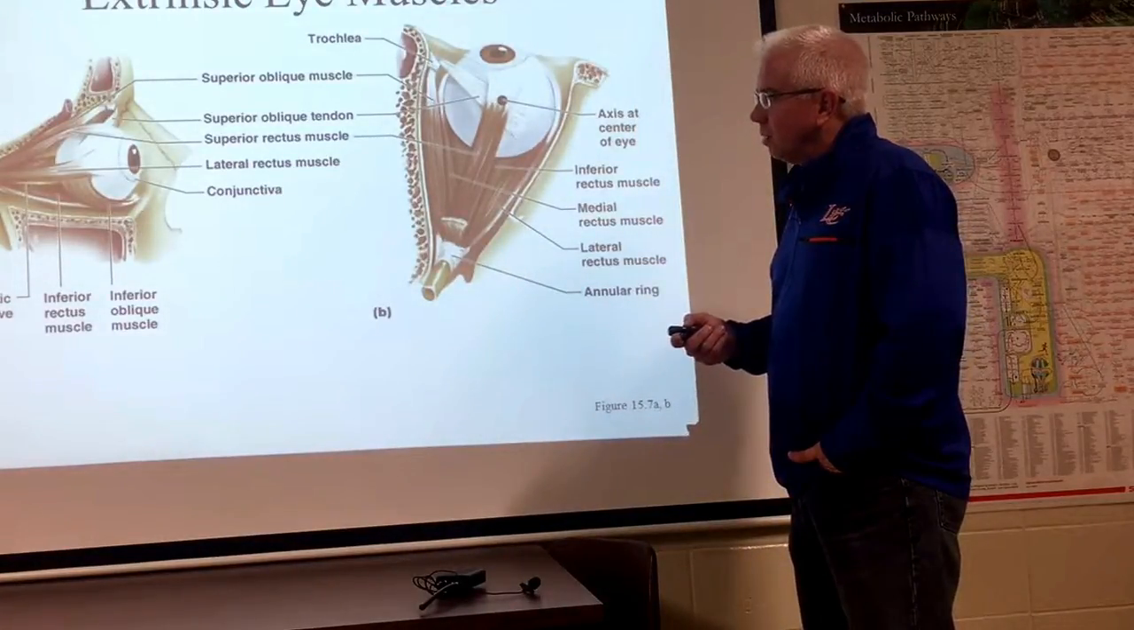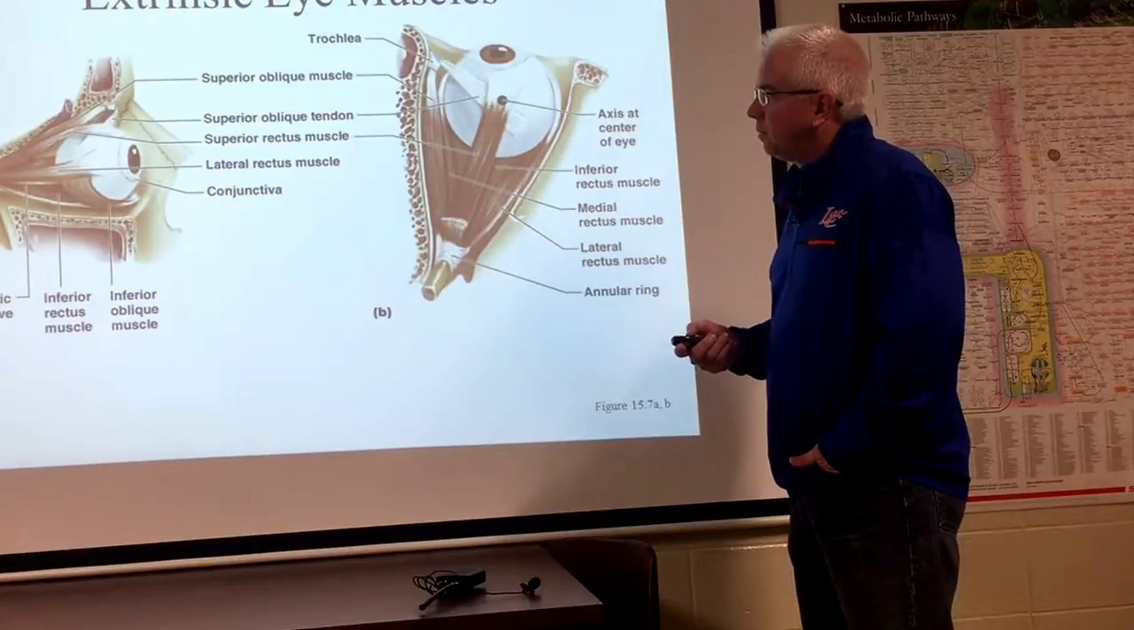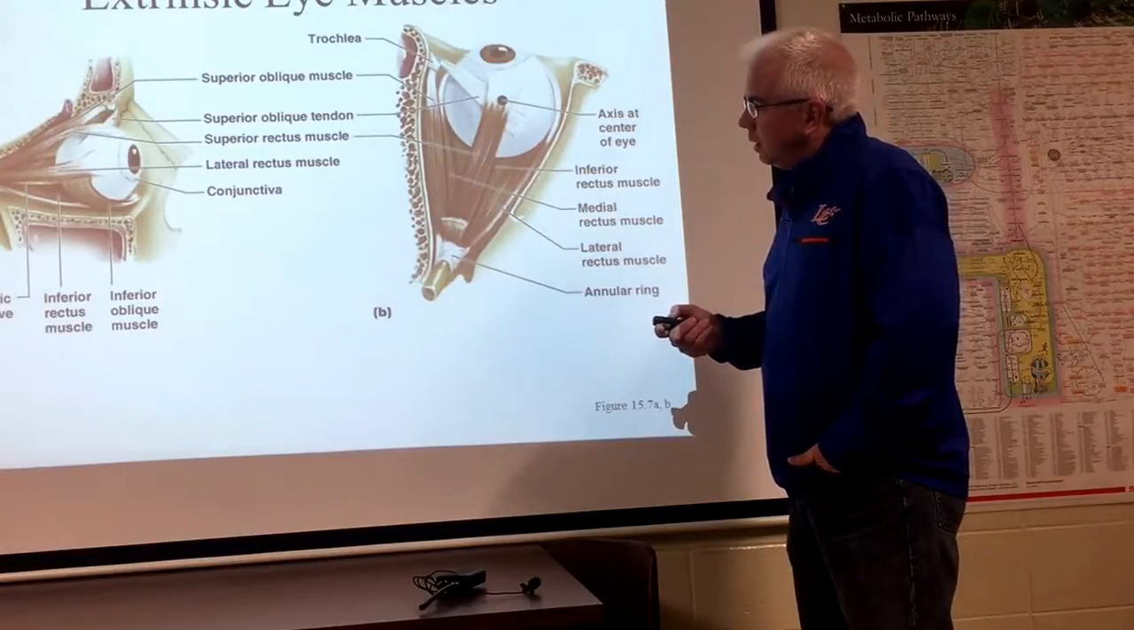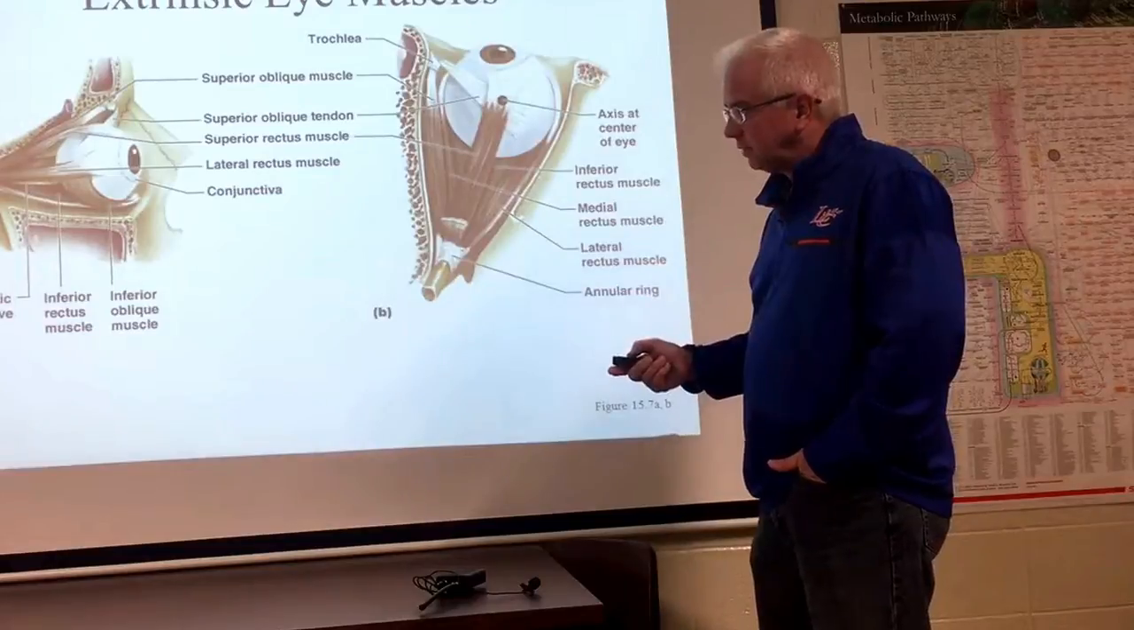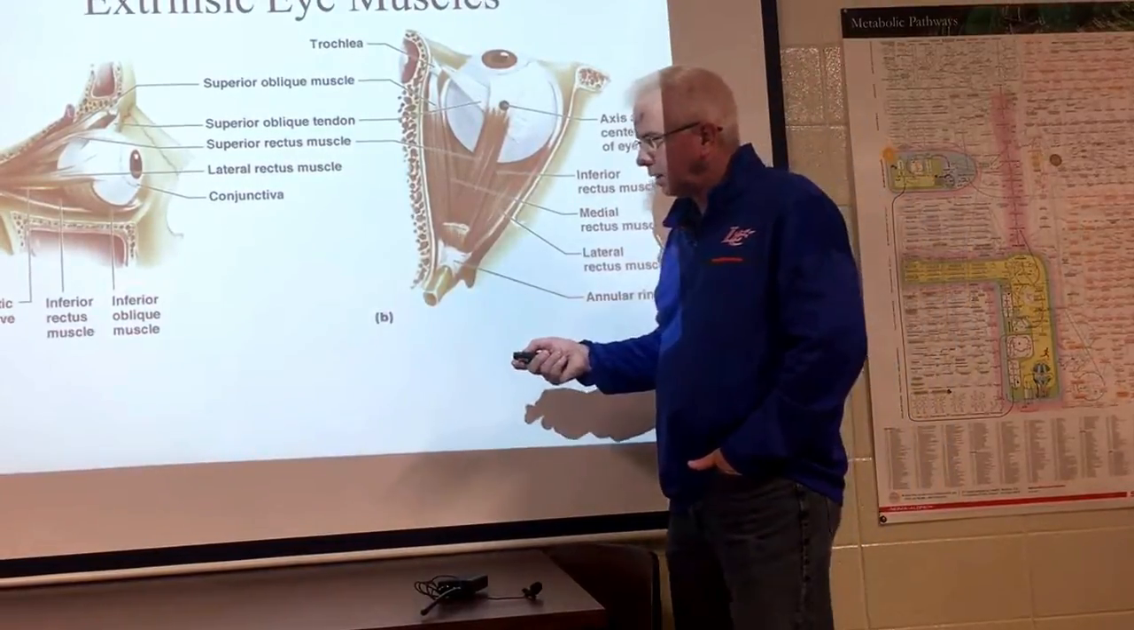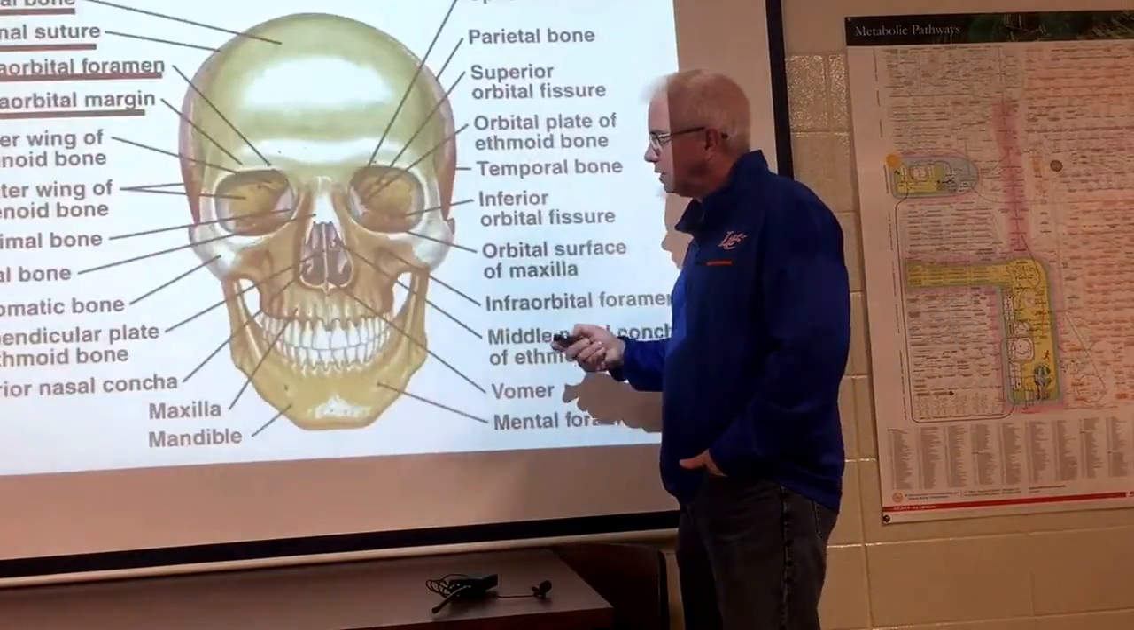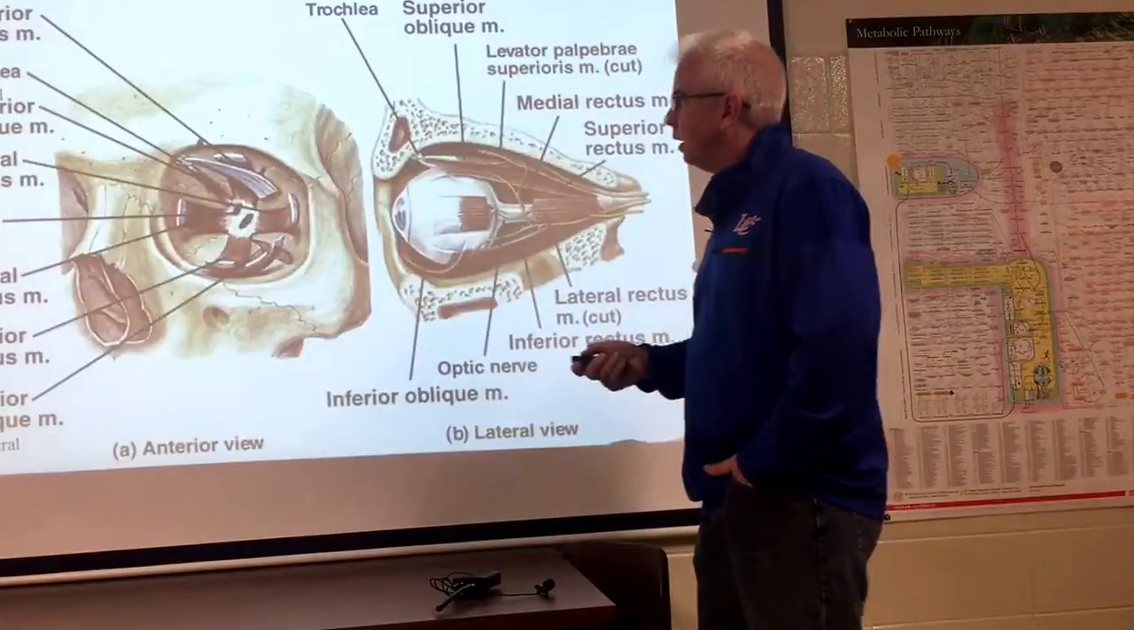All right. Now, the only one that doesn't fuse into the annular ring is this one, the inferior oblique. So let's look at this on the next picture.